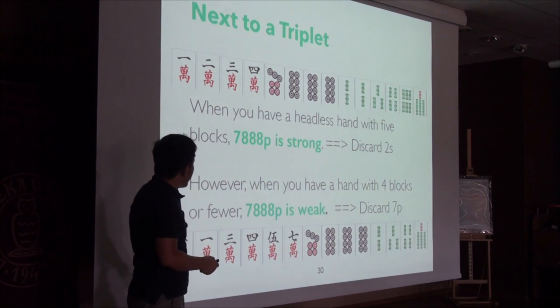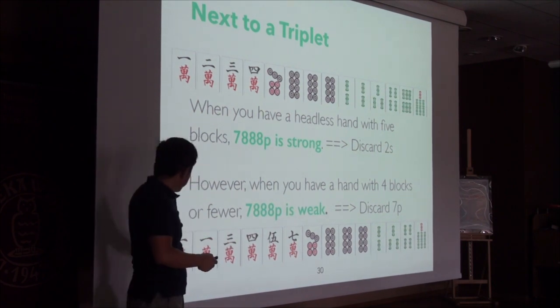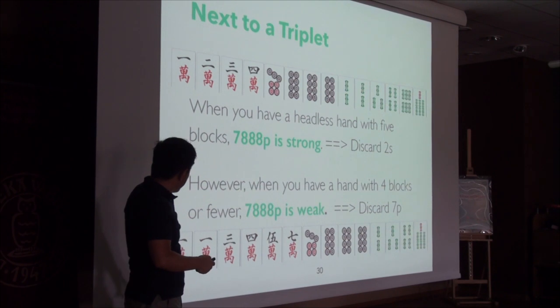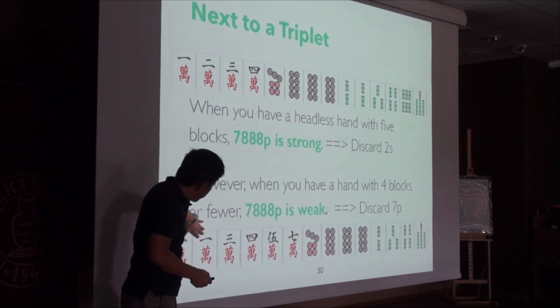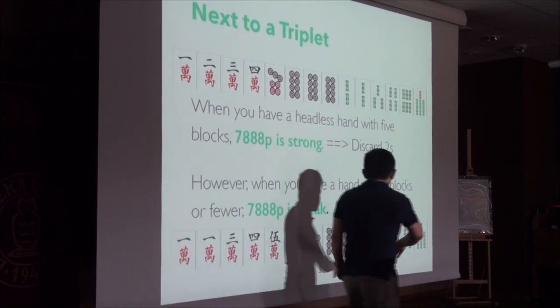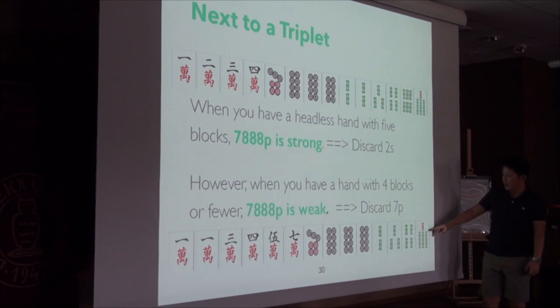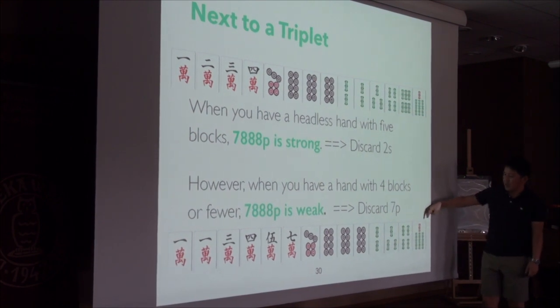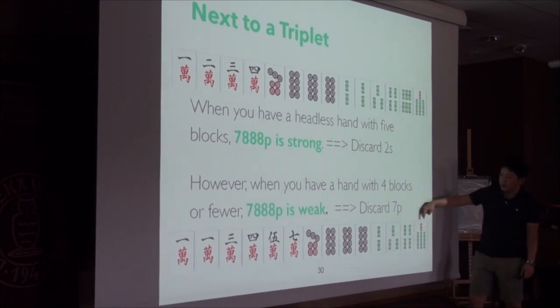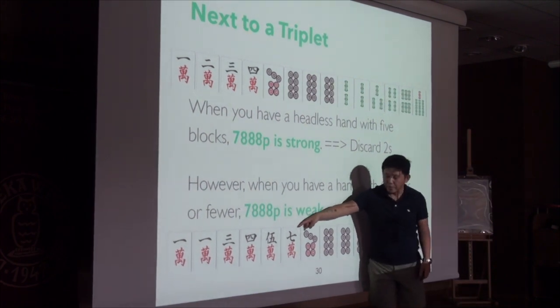But when your hand doesn't have a sufficient number of blocks, for example in a hand like this, with 1 block here, 1, 2, 3, and 4, we are comparing among 3 floating tiles: 7 bamboo, 7 circle, and 7 character.